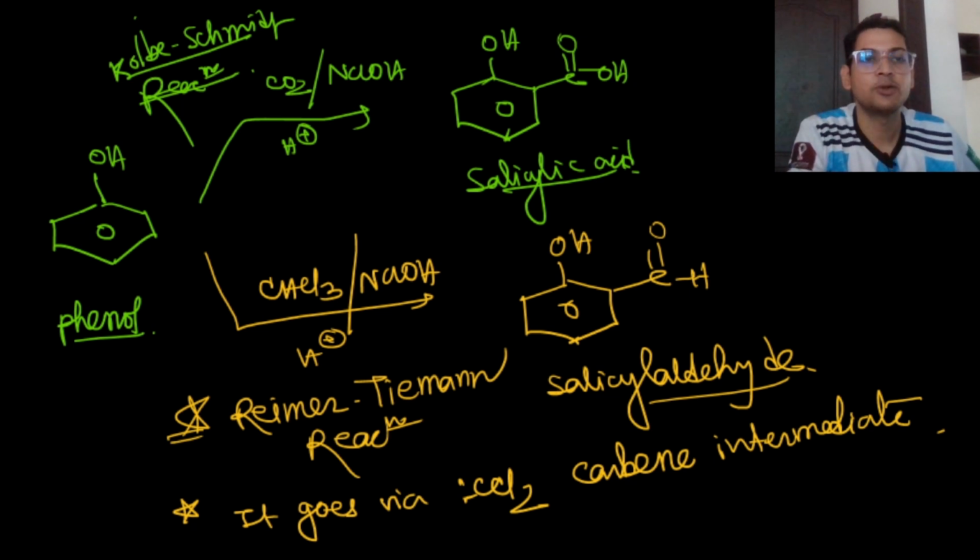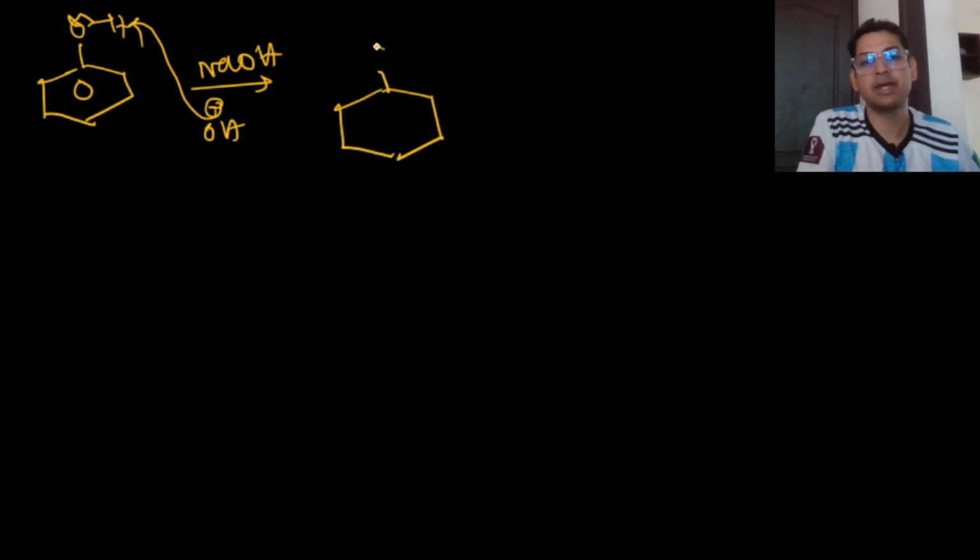Okay, then 2 more reactions are there. One is phenol reacted with NaOH. So from NaOH, what will you get? You will get O minus. O minus will take this hydrogen and this will leave. So you will get O minus, the phenoxide ion. Yes or no? Tell me. O minus and obviously Na plus. You will get phenoxide ion.